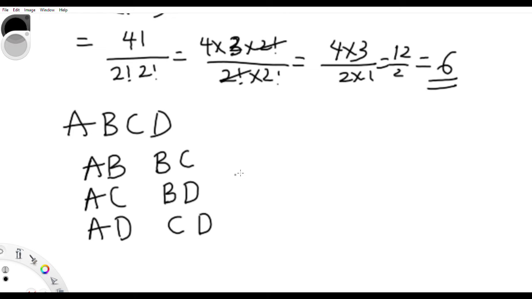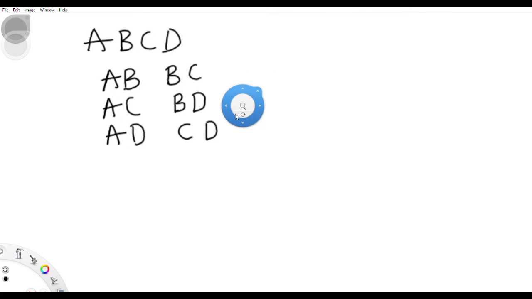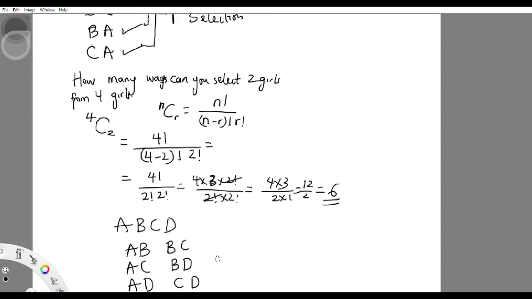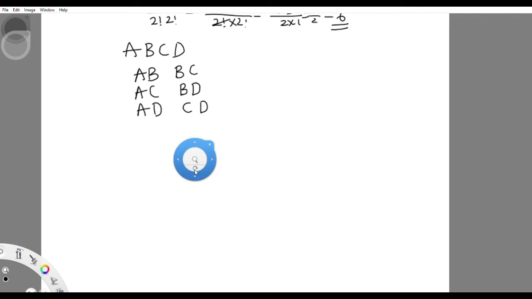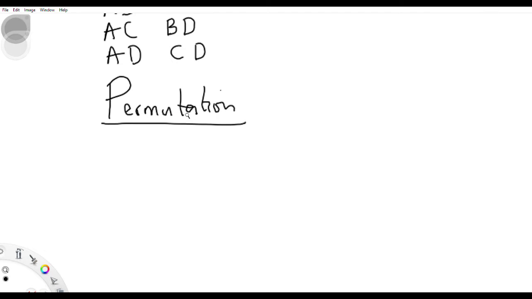Okay, that's combination. And permutation. Permutation is just the opposite, the typical opposite of combination. In permutation, double counting is allowed. It majorly deals with arrangement.